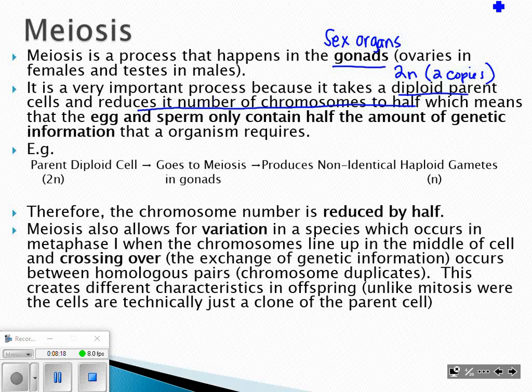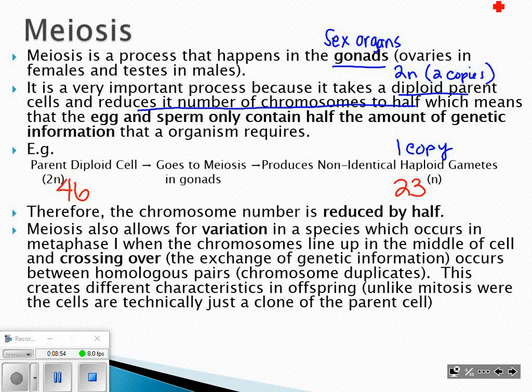Okay, so we have our diploid parent cell. It's got 2 copies of the chromosome. It undergoes meiosis in the gonads again. If it's female, it's the ovaries. If it's males, it's the testes. And it produces non-identical haploid gametes. And a haploid meant 1 copy of the chromosomes. So in humans, the parent cell has 46 chromosomes, and those gametes would have 23 chromosomes. So the whole point, the number of chromosomes is reduced by half. Have I said this like 4 times already and we're on slide 2? Yes, so that's an important thing.